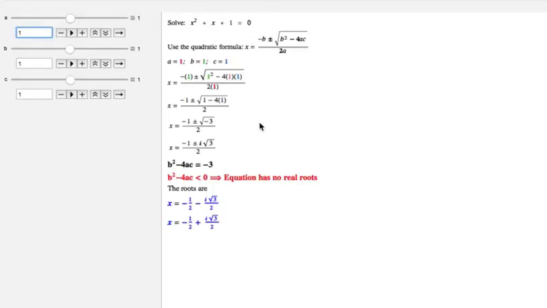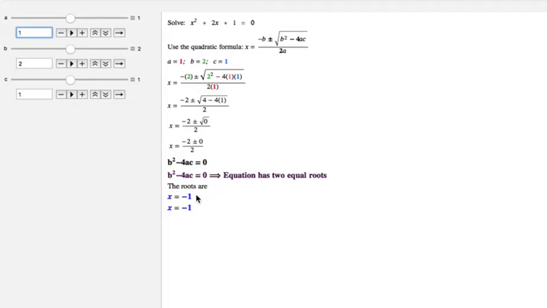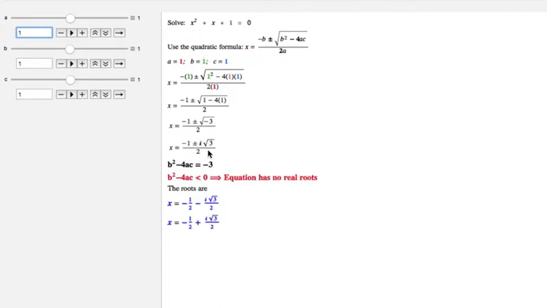So in summary, when the determinant is greater than 0, when this value under the square root sign is greater than 0, you're going to get two different solutions. When it equals 0, you're going to get one solution twice. So there's one real solution, two equal roots, but one number that you can plug in for x to satisfy this equation. And when it's less than 0, there's going to be no real roots, only imaginary roots.